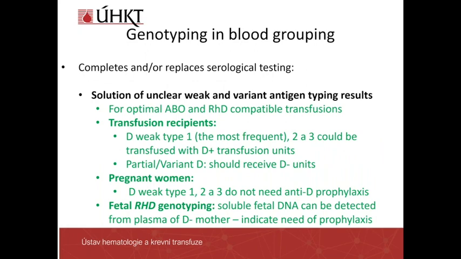Another field of application of genotyping methods is the solution of unclear, weak, partial and variant antigen typing results, both for the main important antigen systems, ABO and RHD. In case of RHD, knowledge of the weak phenotype helps us distinguish between weak D and partial D. In recipients, weak D can receive normal D positive transfusion, while partial D need D negative transfusions.